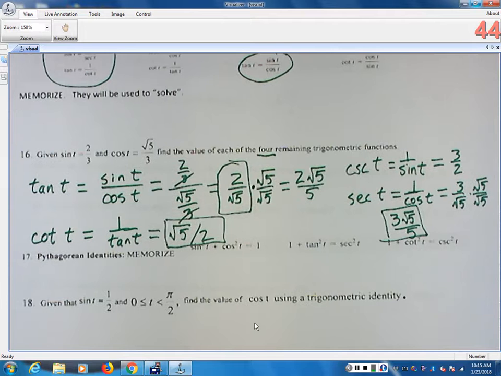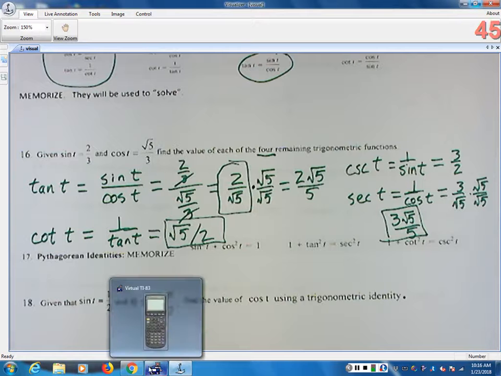Okay? So you can be given two functions like sine and cosine, and you can find all the rest. Practice these.